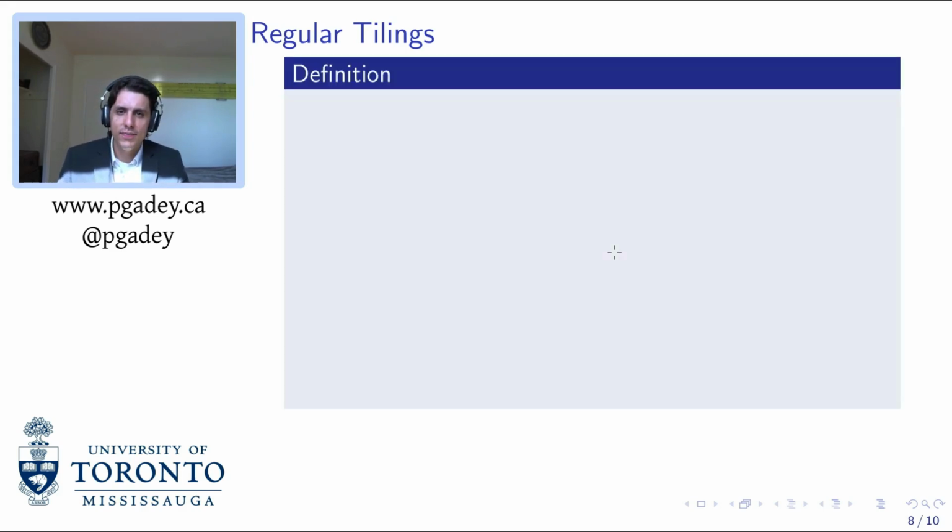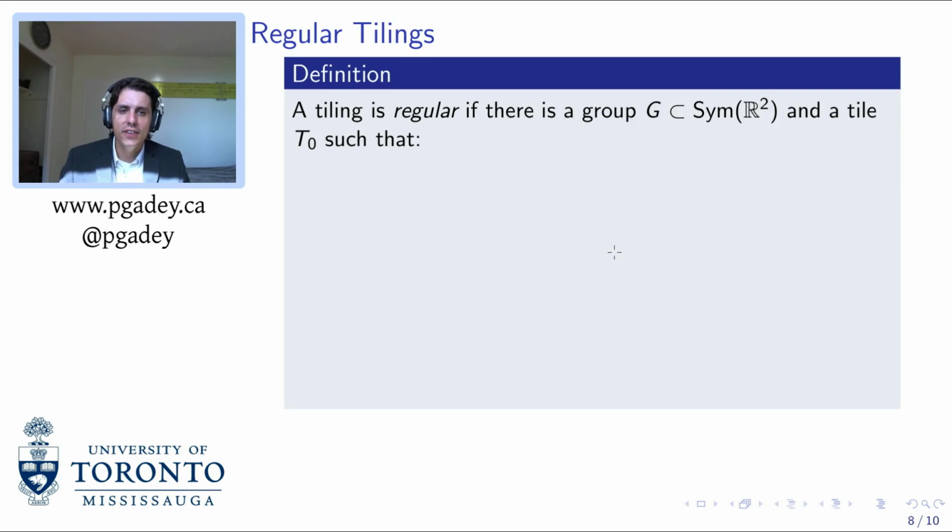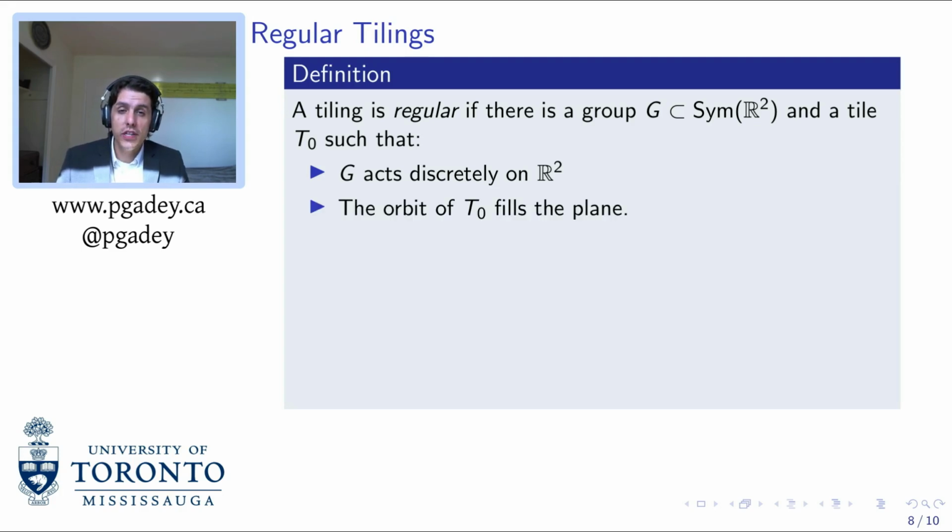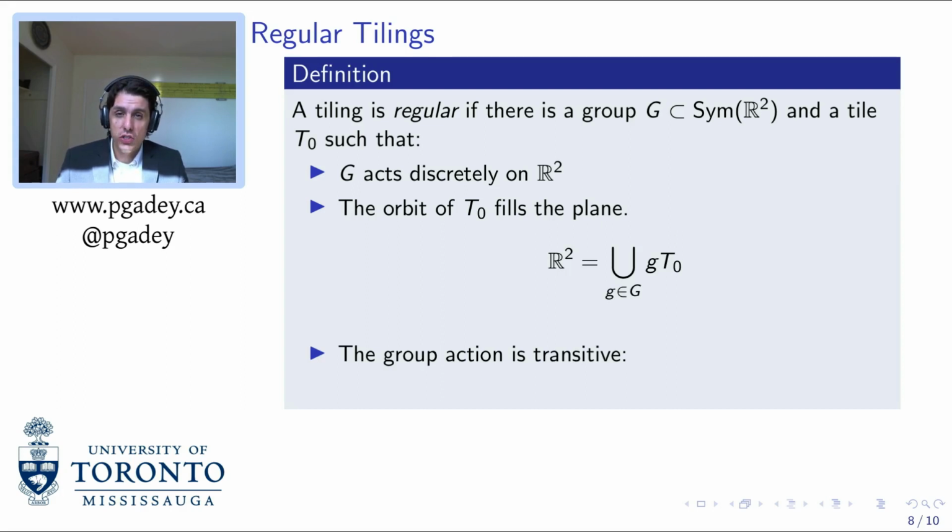Okay, now let's look at the notion of a regular tiling. A regular tiling is the same kind of thing as a tiling, but it's got just a little bit more structure to it. We say that a tiling is regular if there is a group of symmetries and a tile such that the group of symmetries moves that tiling around for us. So what do we need? We need the group G to act discretely on R squared. We need that the orbit of T0 fills the plane. And we need that the group action is transitive.